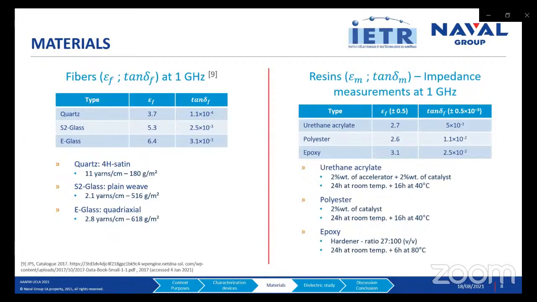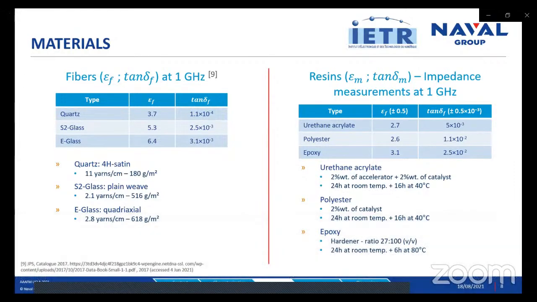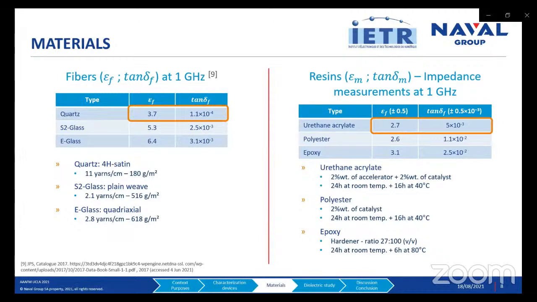To make a composite laminate, we have to associate these fibers with thermosetting resins. We have thus selected three natures of resin: the urethane acrylate, the polyester, and the epoxy resin. We then cast these resins into silicon molds and measured the dielectric characteristics by impedance measurements, as presented previously. At 1 GHz, these resins have a relative permittivity, epsilon m, from 2.6 to 3.1, and a dielectric loss tangent, delta m, from 0.005 to 0.025. Only with this data, we can see that the quartz fibers and the urethane acrylate resin present the most interesting dielectric characteristics for the targeted applications. This gives a first overview of what will follow.